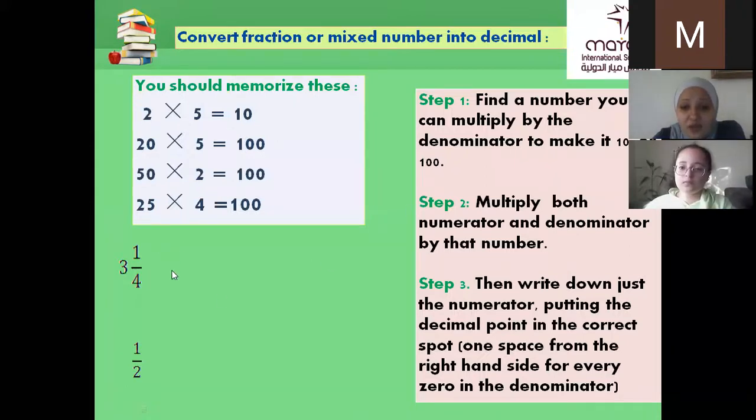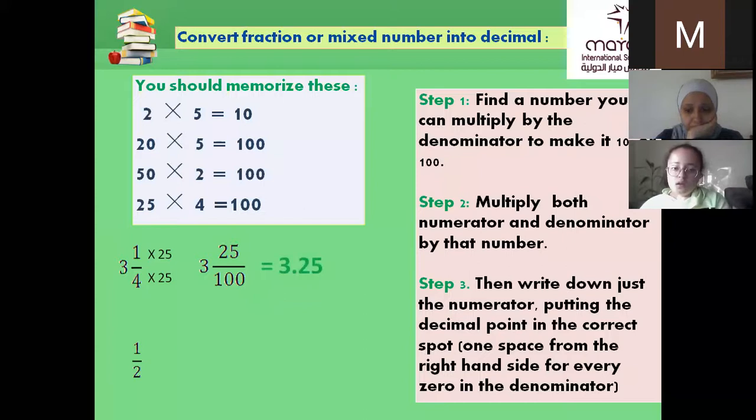Amazing. So the first one, can you change it to 10 or to 100? To 100. Times what? Times 25. So what's the answer? Equals 3 and 25 out of 100. Yes, how do I read it as a decimal? 3 and 25 hundredths. Excellent. Ala, can you do the second one?